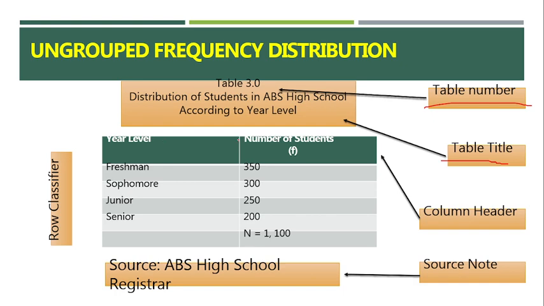Okay po? Alright, next in line we have the column header. It identifies what the numbers in this column are. What are these 350, 300, 250, 200? It shows what these numbers are all about. Okay? And also the row classifier. The row classifier identifies what each row is. What is this 350? Does it indicate sophomore, freshman, junior, or senior? So it is also important that you have this row classifier. Okay? Alright. And lastly is the source note.